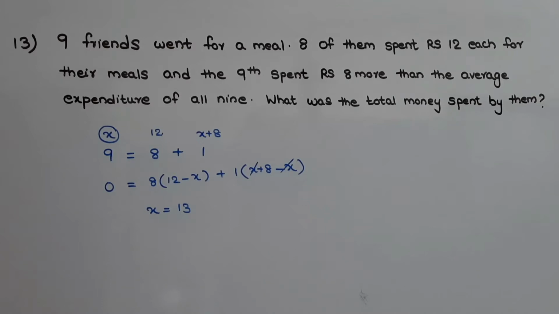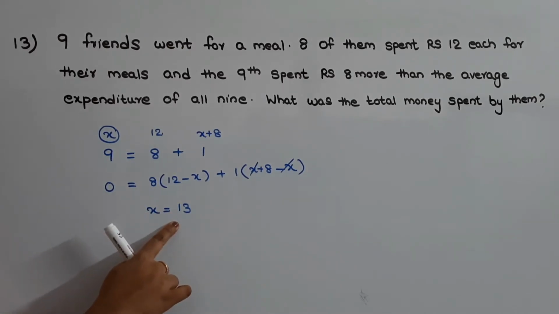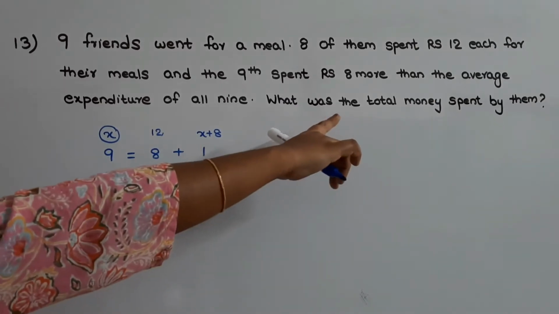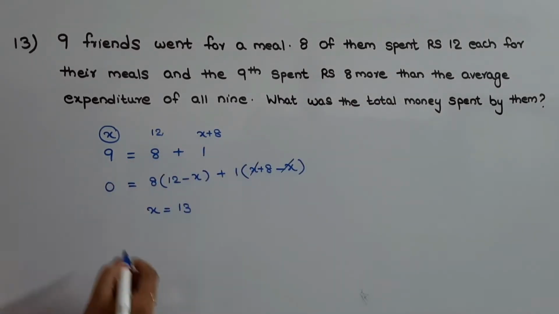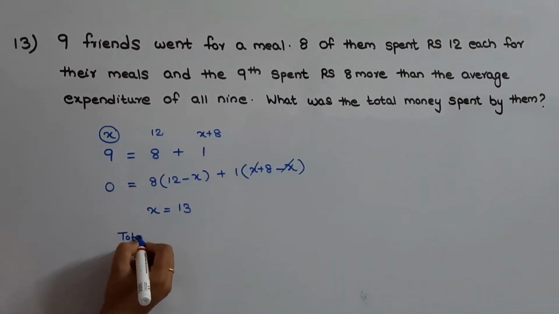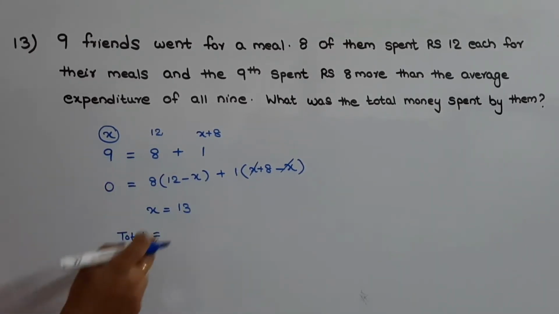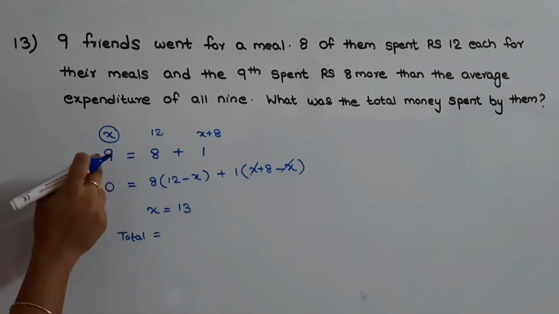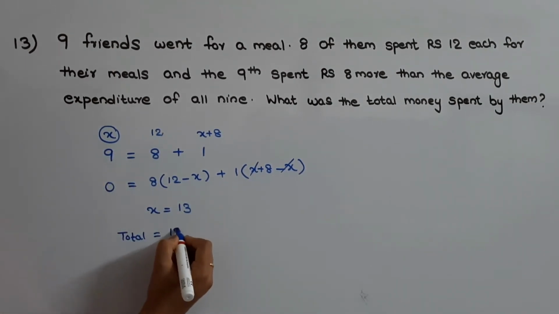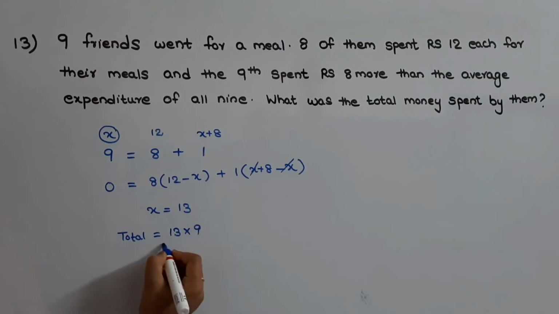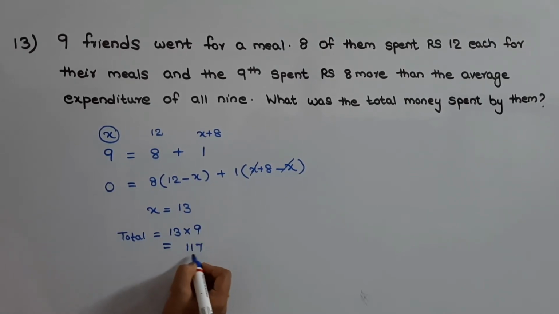Now this is the average money spent by 9 persons. We need to find out the total money spent by them. So the total money spent by them will be equal to this 13 into 9. If the average is 13, sum will be average into number of persons, that is 13 into 9. So that is equal to 117. So rupees 117 is the answer.